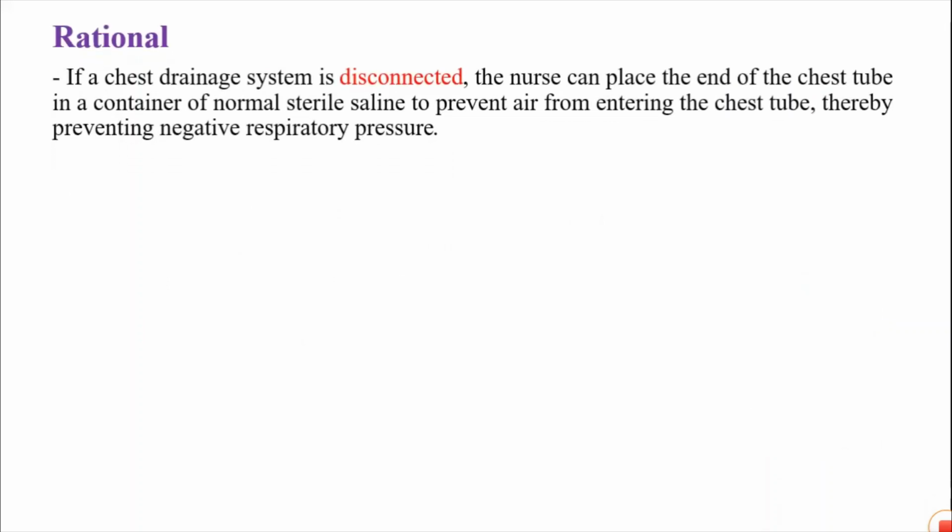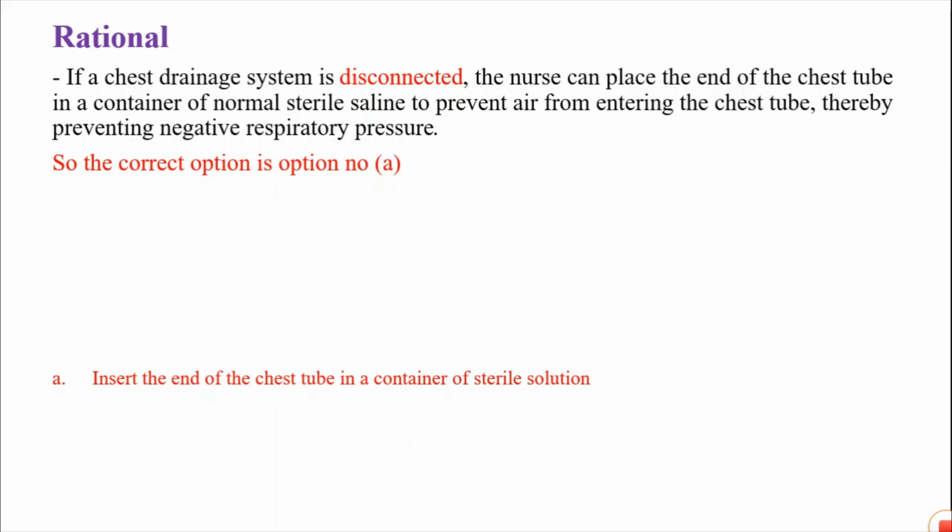If a chest drainage system is disconnected, the nurse can place the end of the chest tube in a container of normal sterile saline to prevent air from entering the chest tube, thereby preventing negative respiratory pressure. So the correct option is option number A, which is insert the end of the chest tube in a container of sterile solution.